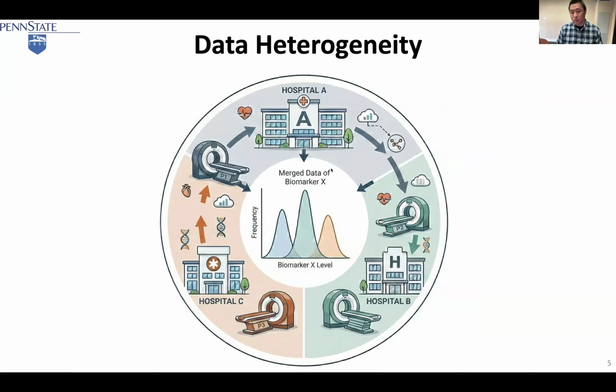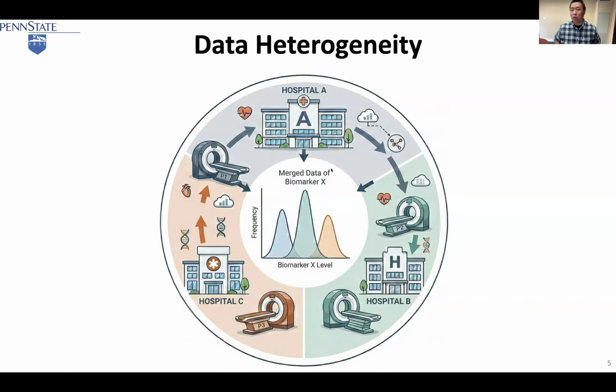So each hospital may have different medical devices. It could be an imaging machine, it could be a laboratory system, it could be different, right? So for instance, if you take the MRI and the CT scans from different manufacturers, they can produce the image at different resolution and contrast levels, and also the noise is quite different.